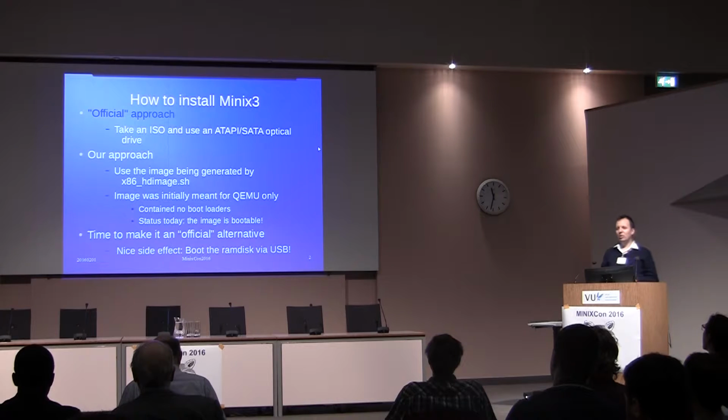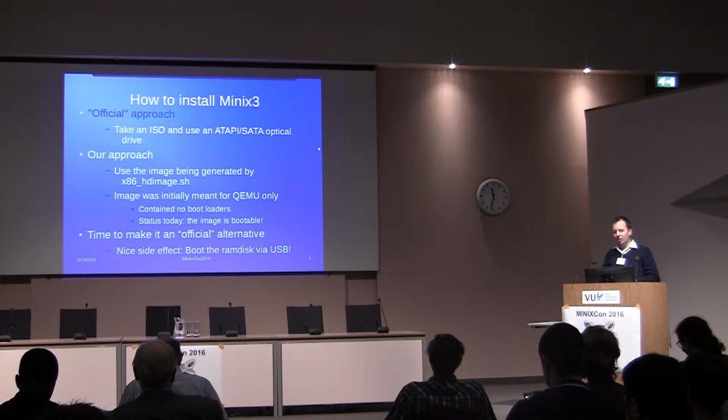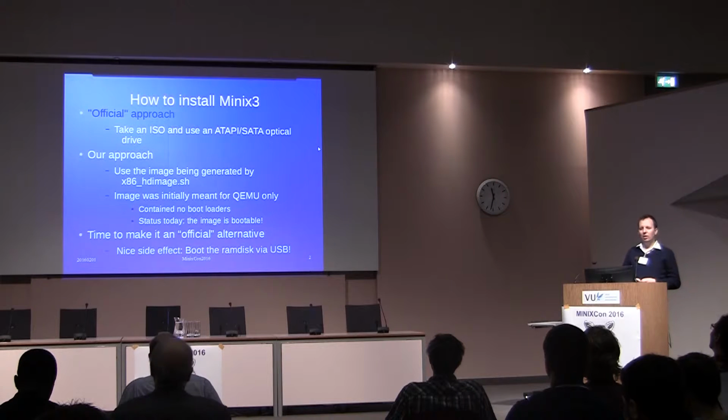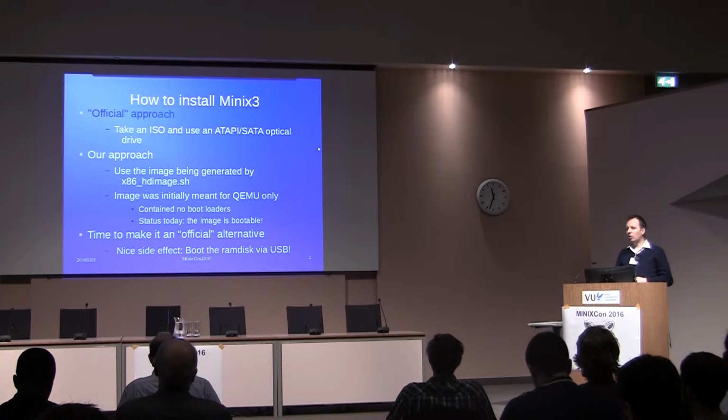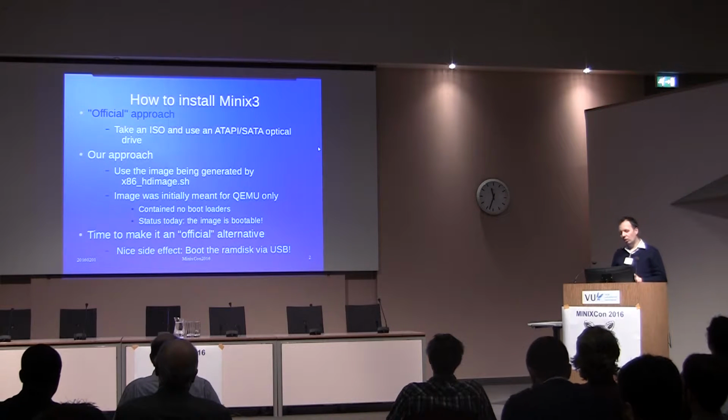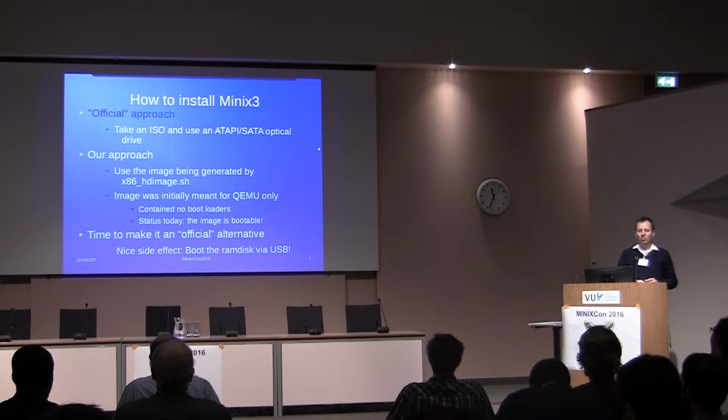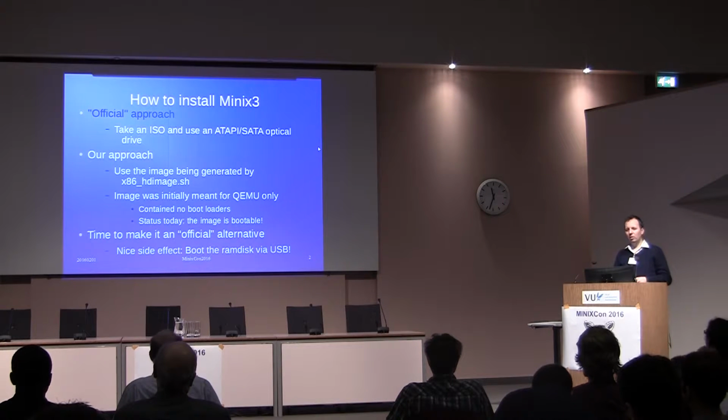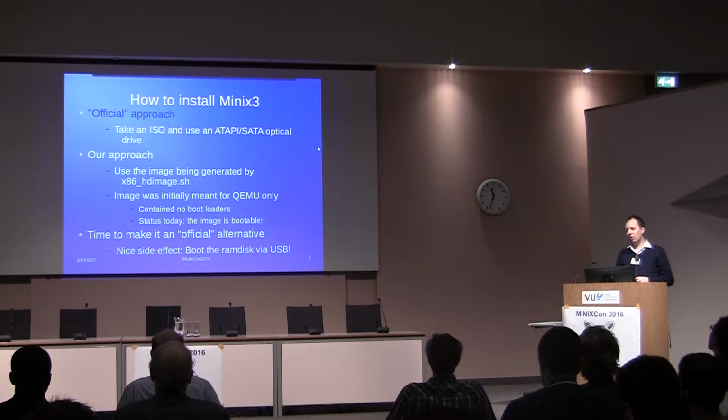So, how to install Minix? No, I do not want to explain it to you in detail, just to tell you the more or less official approach in the wiki is taking an ISO and using ATA or SATA optical drive and making sure that it runs. It's okay, but especially for us, we are working mostly on embedded devices. You will not have an optical drive at all, and so it's just hard to make it run.